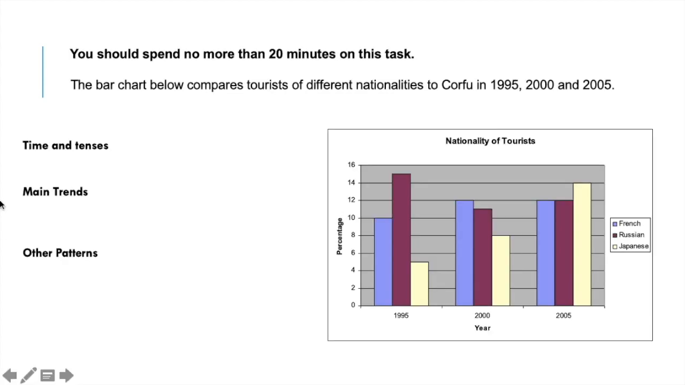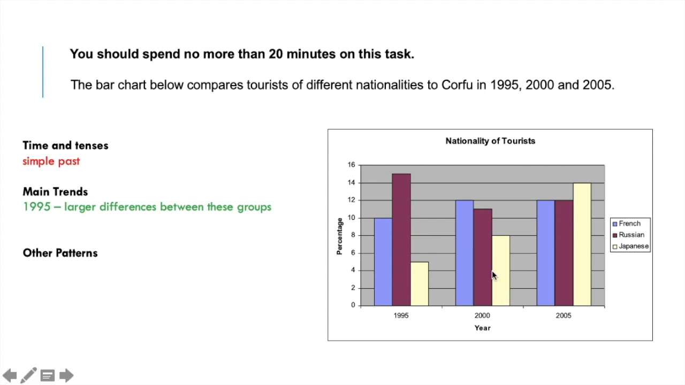Let's have a look here. So time and tenses, I hope that you've guessed you need to use the simple past or past simple, because all of these years are prior to 2020. The main trend, what do you think is the main trend? Pause and have a look. Okay, so in my opinion, the main trend is 1995.